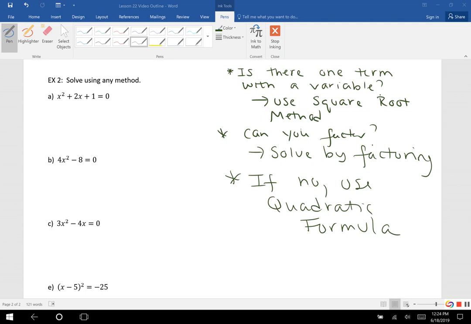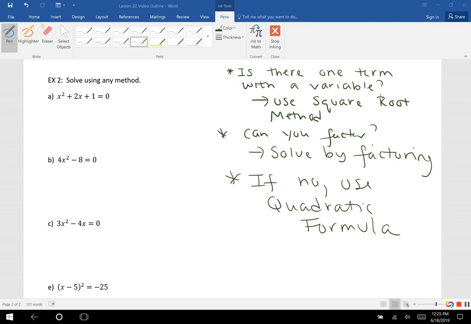So I think the first thing you should ask yourself is, is there only one term with a variable? So just count the number of x's. If there's only one place where you see an x, you'll be able to just use that square root method. Isolate the square root, or isolate the squared, take the square root of both sides. The second thing I would check is, can you factor? If so, that's a really fast method to use.